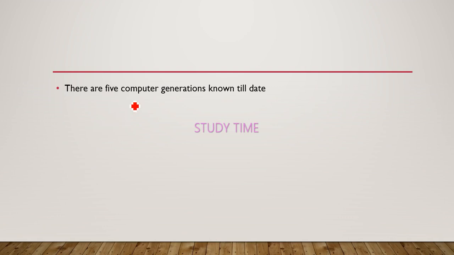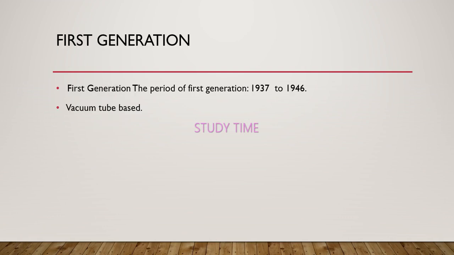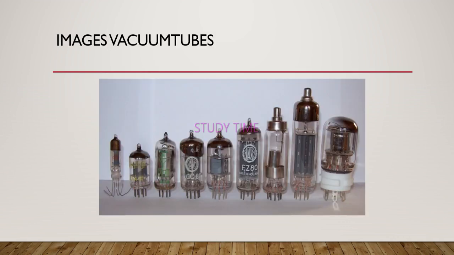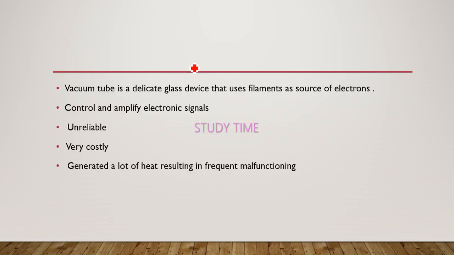There are 5 computer generations known till date. First generation. The period of first generation, 1937 to 1946. Vacuum tube based. Vacuum tube is a delicate glass device that uses filaments as source of electrons, to control and amplify electronic signals.